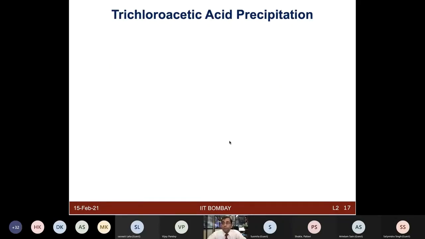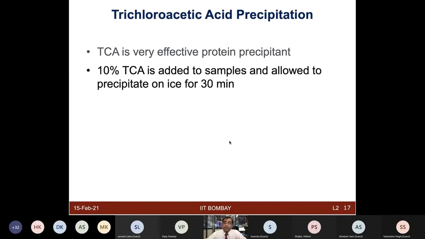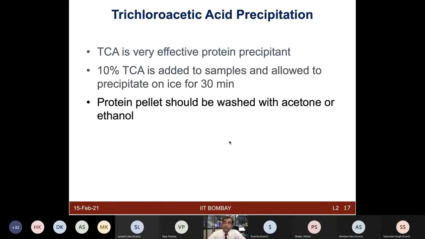Or you can use TCA, trichloroacetic acid, for precipitation, a very effective protein precipitant, and 10% TCA is quite efficient for precipitating the protein. If you incubate that in ice for 30 minutes, then you are going to get the protein pellet, which you can wash with acetone and ethanol, and you are going to have good sample recovery, so you will not lose much sample with this type of precipitation method.